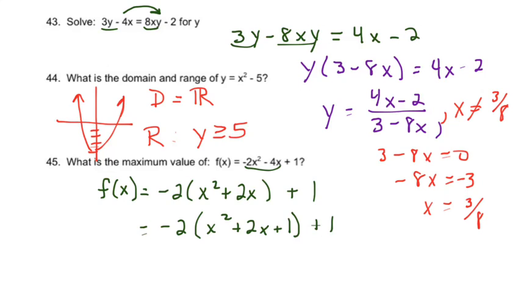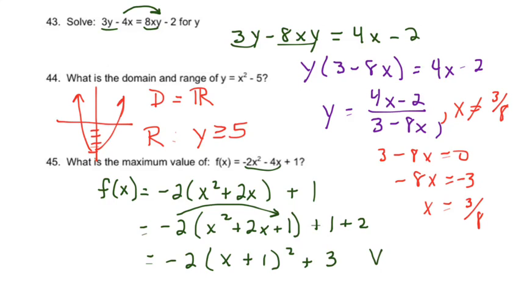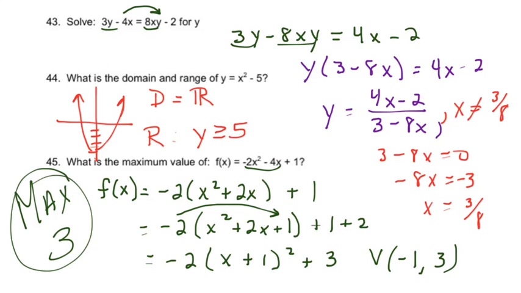And we've actually added a -2, so we add a +2 to the outside. It is now our perfect square, and our vertex is at (-1, 3), but our maximum, and some people were giving me the vertex, is 3. And that's it for the review guide.